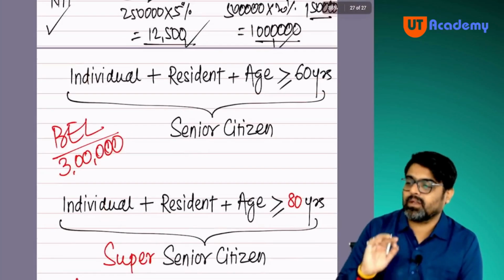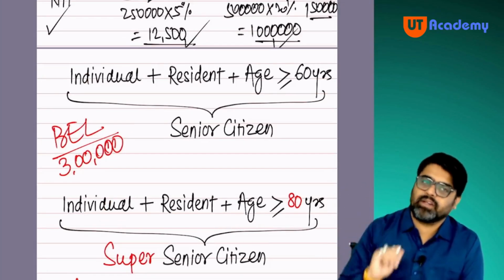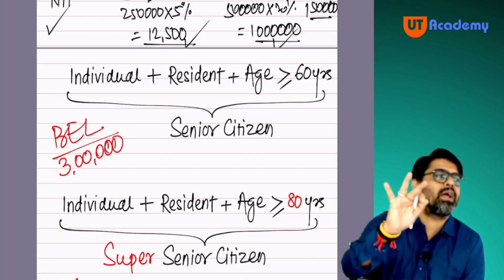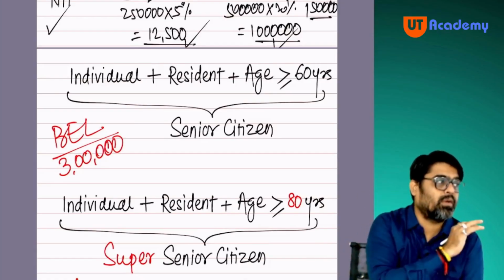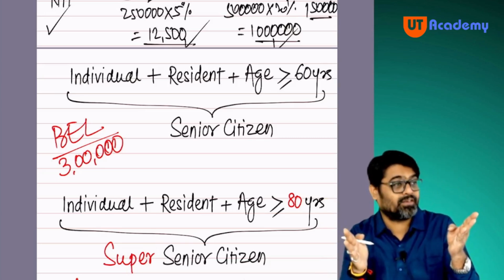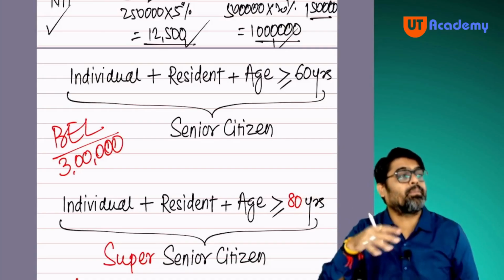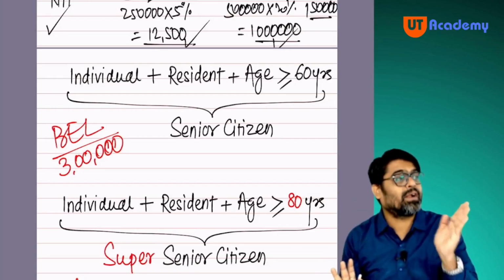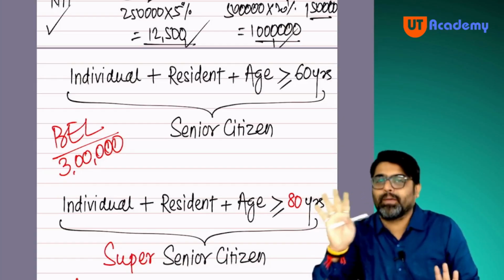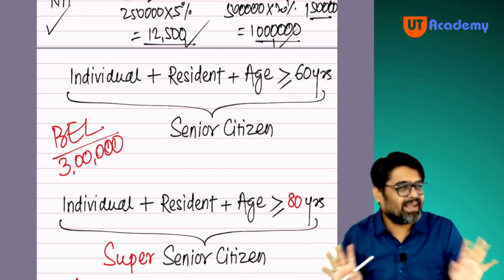So, let's talk about a senior citizen now. If an individual is a senior citizen, for the first 3 lakh rupees of his normal total income, he will not pay any tax. Then 3 lakh to 5 lakh, on this slab of 2 lakh, he will pay 5%. Then 5 lakh to 10 lakh, he will pay 20%.